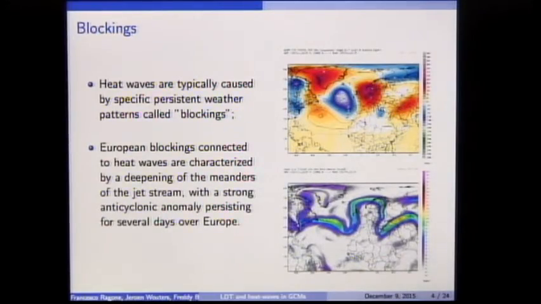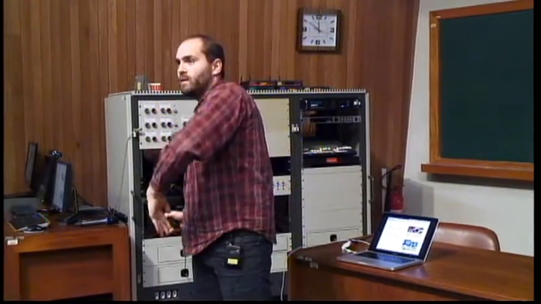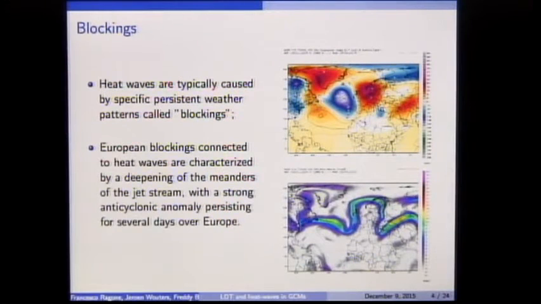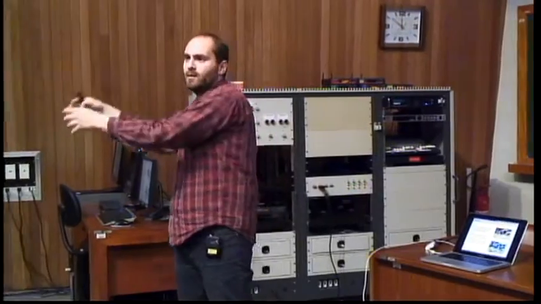What happens is that sometimes you have a deepening of these meanders of the jet stream, and you have a strong anticyclonic anomaly that sits over Europe. You have similar things over the US and other land masses, but let's say about Europe. The strong anticyclonic anomaly sits over Europe, stays there, and inhibits cyclonic anomalies from passing through. Then it stays there for a while and moves away, but for the time it stays there, this leads to a strong increase in the temperature.